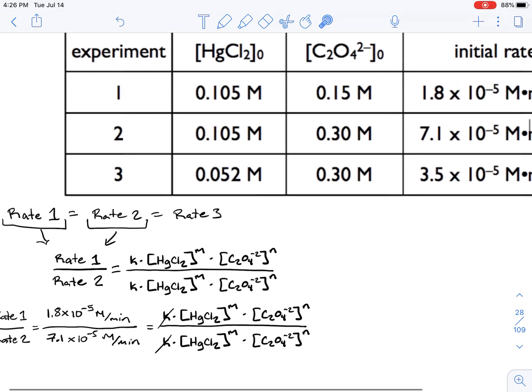If you notice, the initial concentration for trial 1, I'm going to erase this because that's representing trial 1, is going to be 0.105. And if you look at the initial concentration for trial 2, it's also the same, 0.105. And if you look at oxalate for trial 1, it's going to be 0.150, or I'm sorry, 0.15. And then for trial 2, it's going to be 0.30.